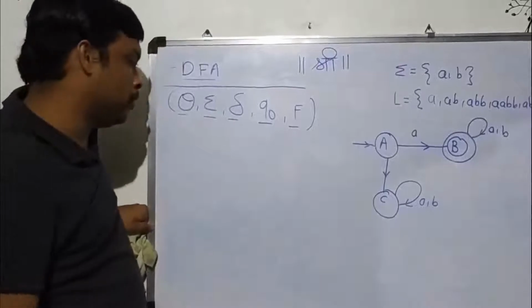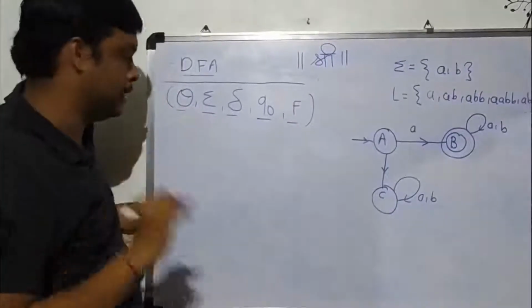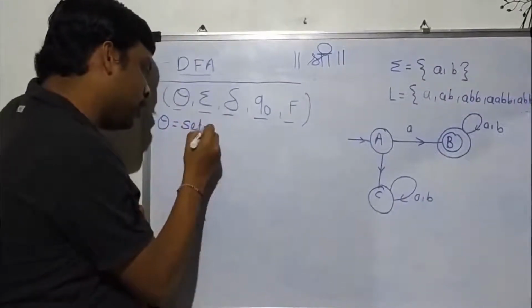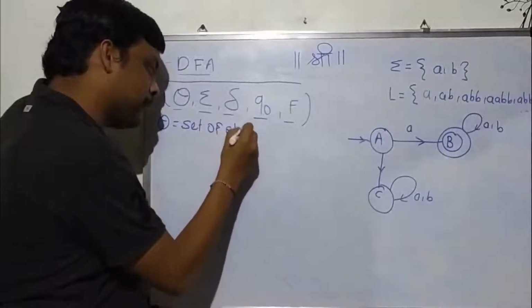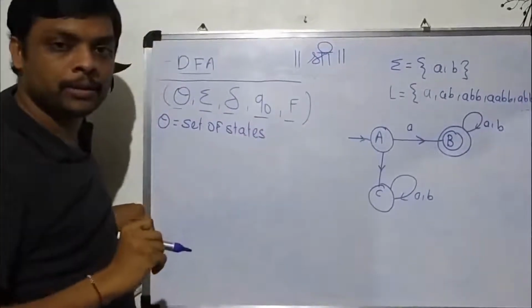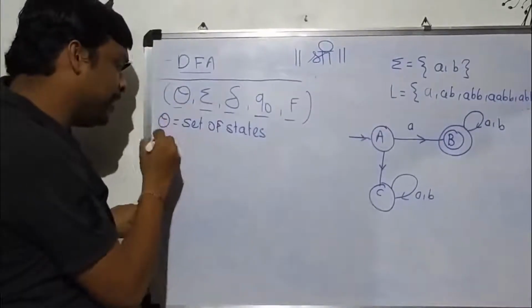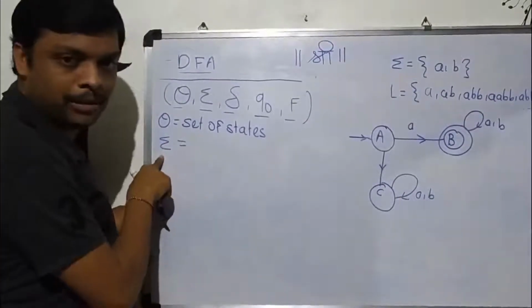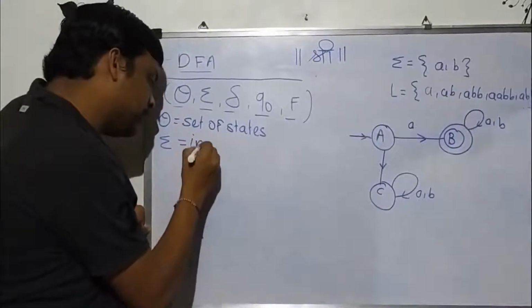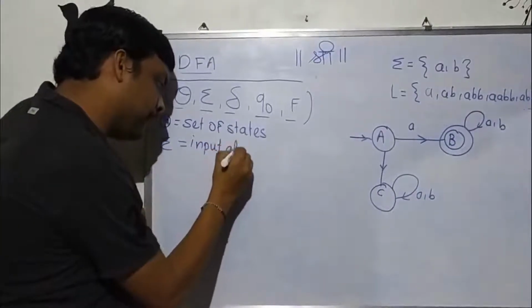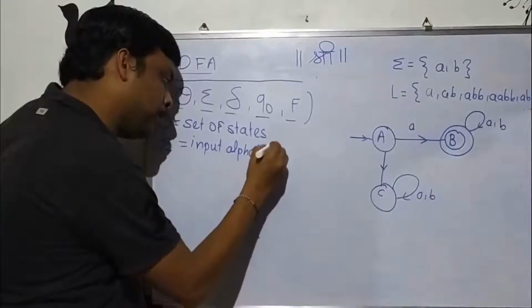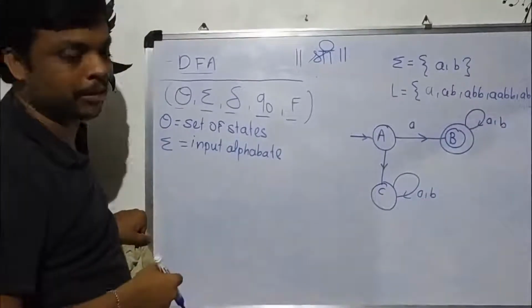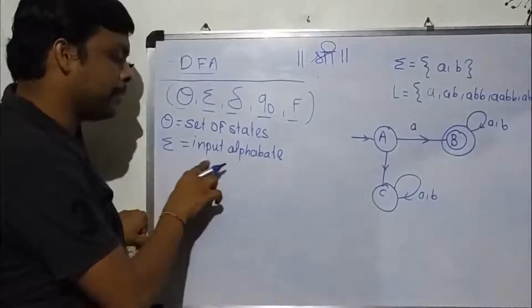Now I want to give you a description of each and every tuple here. See here, Q is called the set of states. Q denotes the set of states. Then the next tuple, sigma, as we all know, we are quite familiar with this symbol. Sigma will represent the input alphabet. We have already discussed this particular point many times in our earlier session.